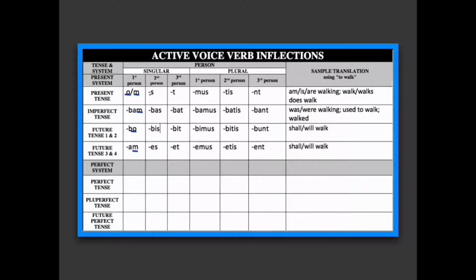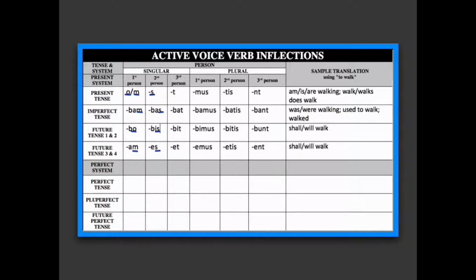The second person singular subject is you. Do you notice that in every ending for the present, the imperfect, and the future tense, you see the letter S on the end of the verb ending? That's because the letter S represents the subject you, no matter what tense you see it in. You must also commit this fact to memory. S equals the subject you.